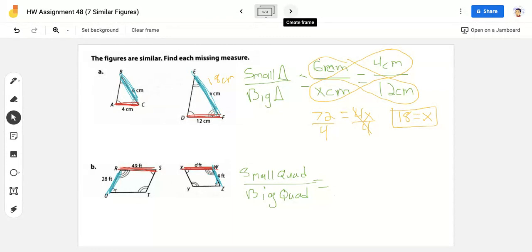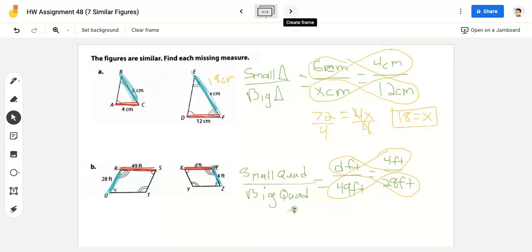All right, so let's do my small quadrilateral. So I have D feet over 49 feet is equal to, so my small quadrilateral again, 4 feet, and that corresponds to 28 feet. All right, let's do this. Cross product. And let's do the math.